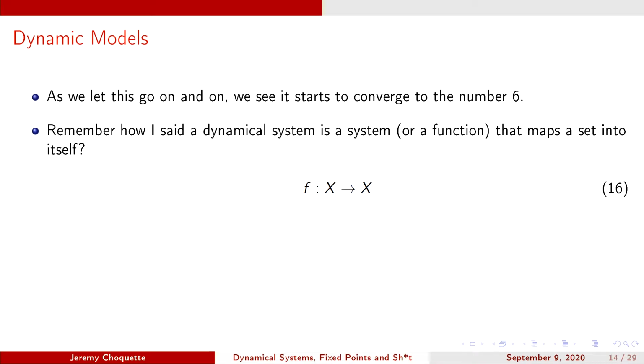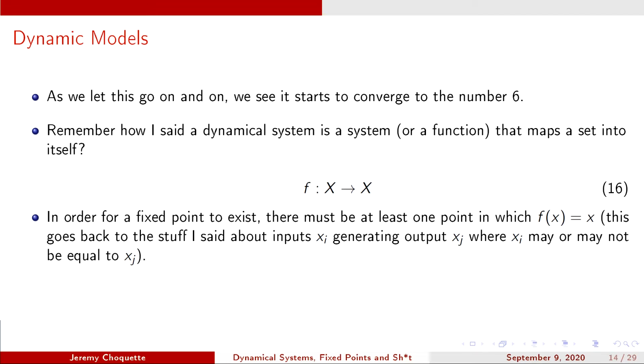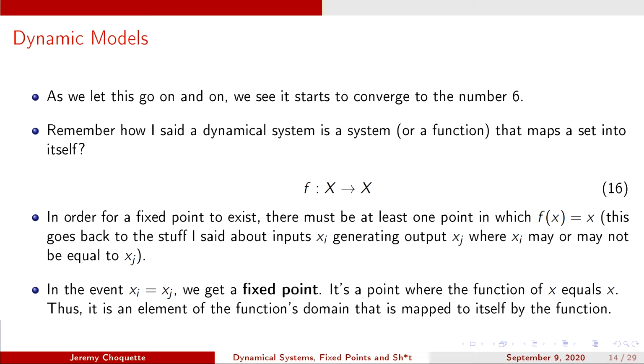Now, when I said that a dynamical system is really, or in our case, just a function that maps a set into itself, where f was a function that mapped x into x, for a fixed point to exist, which is the thing that we're really going to be interested in this chapter, there has to be at least one point where f of x is equal to x. This goes back to what I said about the inputs x_i generating output x_j, where x_i may or may not be equal to x_j. In this case, x_i is equal to x_j. When that happens, we get a fixed point. It's a point where the function of x equals x.